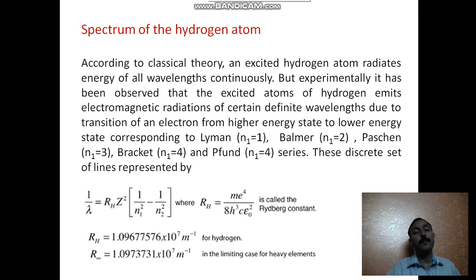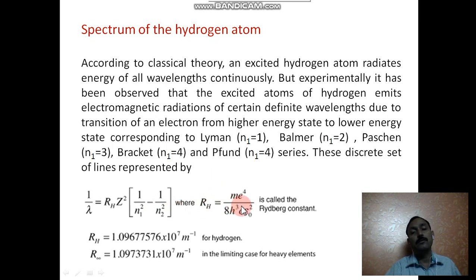This discrete set of lines is represented by the following formula: 1 by lambda, it is a wave number, or it may be represented as nu bar, is equal to R_H Z square, 1 by n1 square minus 1 by n2 square. R_H is the Rydberg constant. For hydrogen, its value is 1.09677576 times 10 to the power 7 meter inverse. If n1 is equal to 1, then n2 will start from 2, 3, 4. If n1 is equal to 2, then n2 starts from 3, 4, 5 and so on.